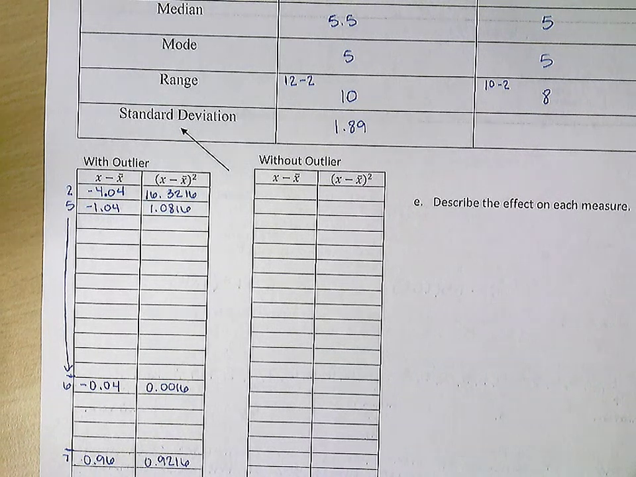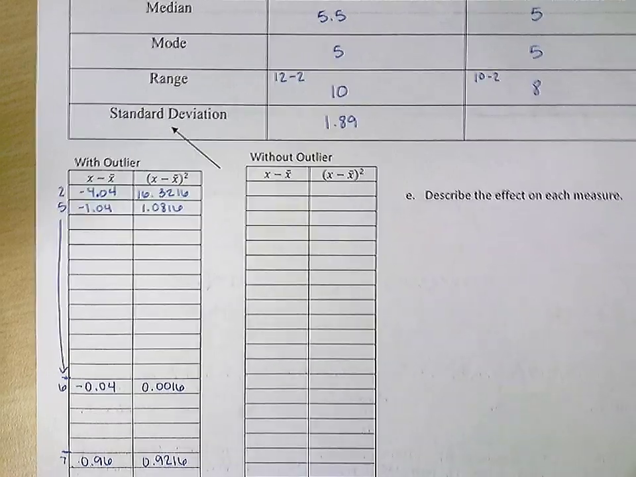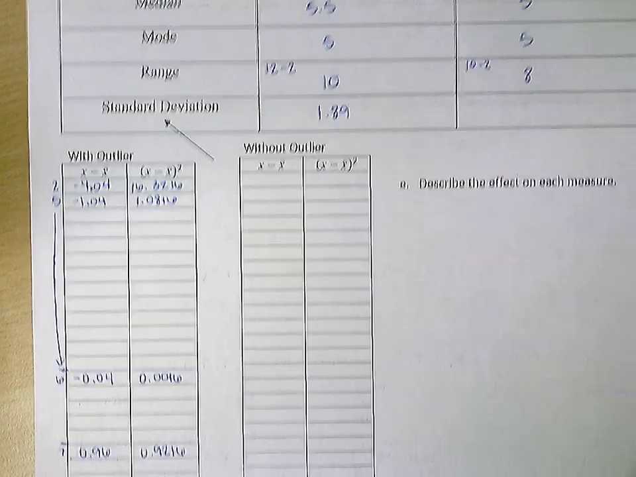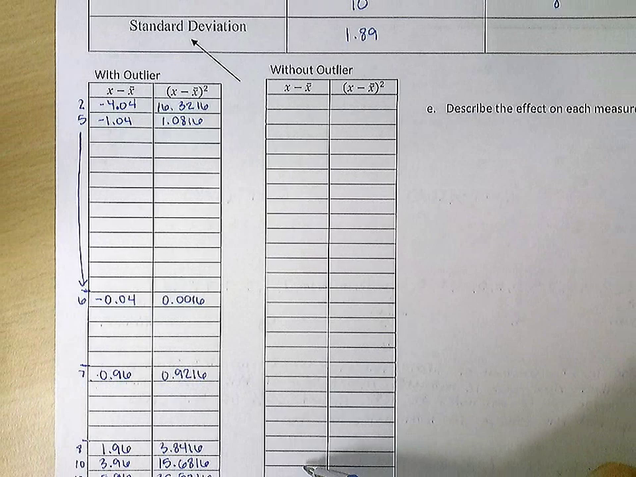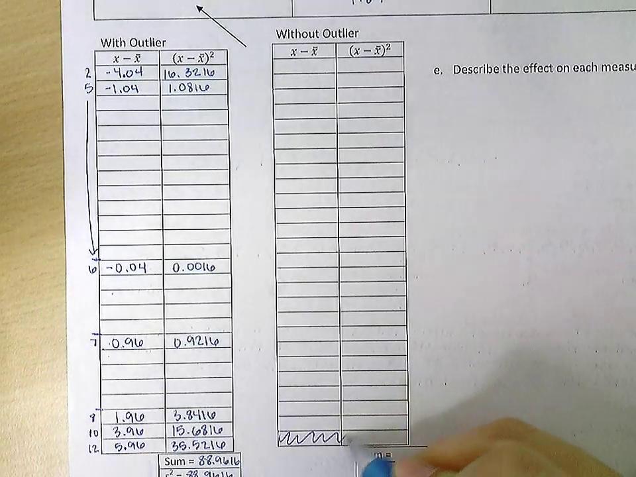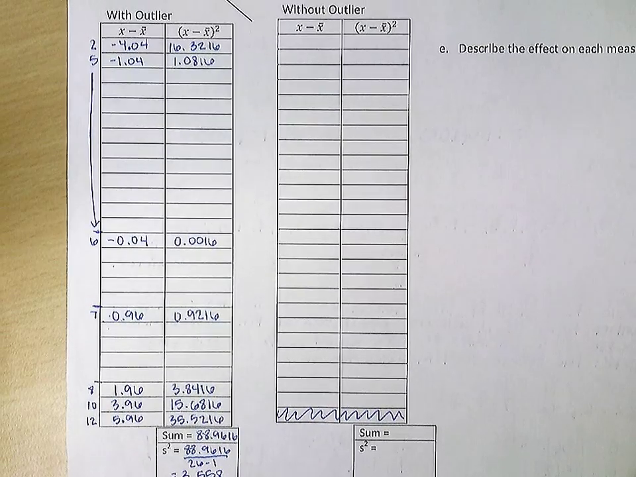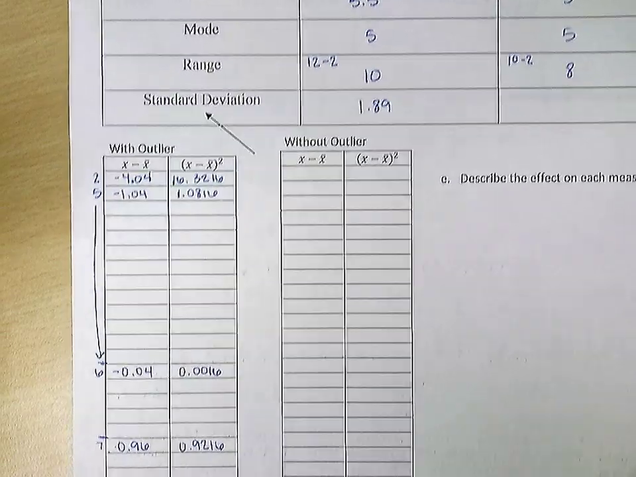Okay, so now you're going to do the same thing. No, there's not that many values. We're going to do the same thing without the outliers, or the one outlier. So all of our numbers, except we're going to get rid of 12.